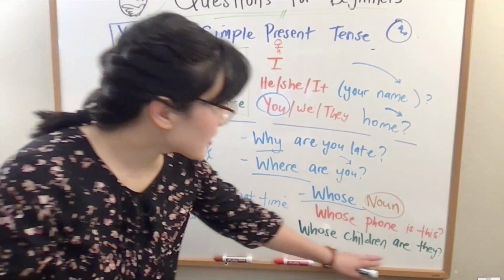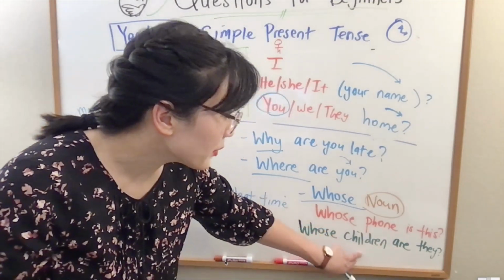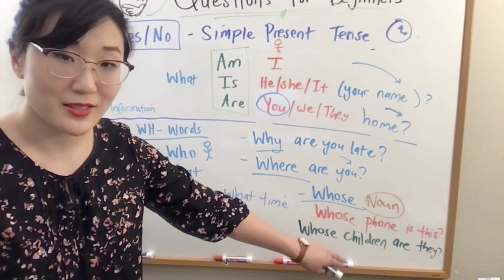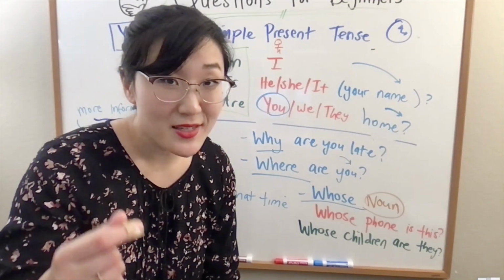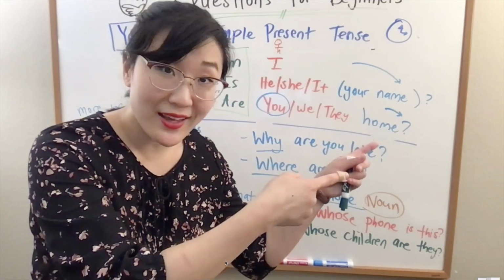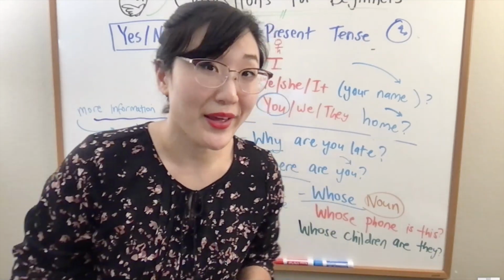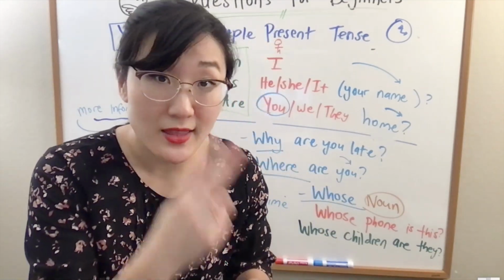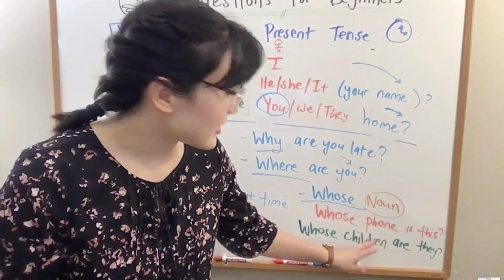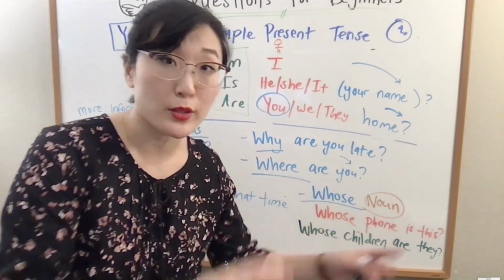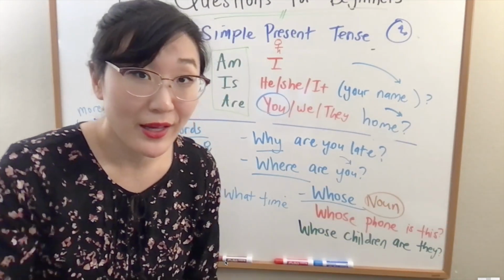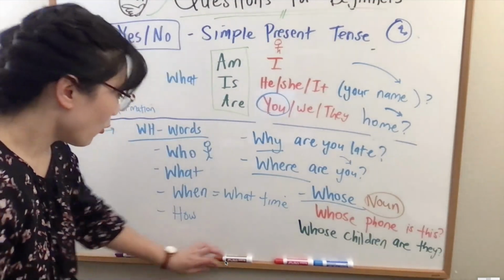I'm asking because I need to change the verb depending on my subject. Whose phone is this? Whose children are they? Whose shoes are these? Right? It depends. Look at the subject and look at the noun. If it's singular or plural, you need to change that be verb. And one more. Which?